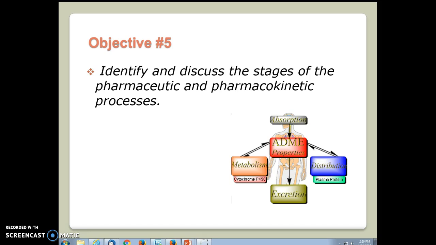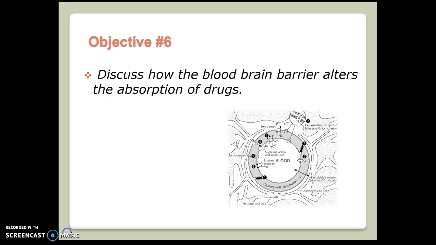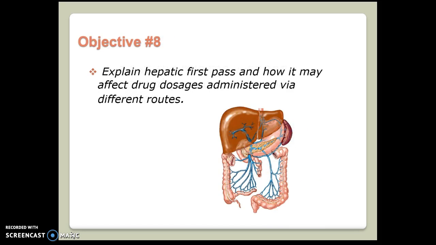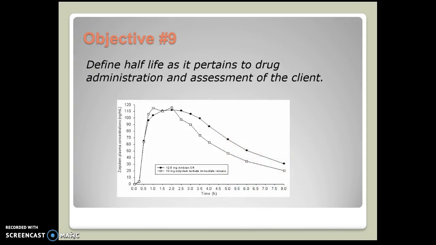Identify and discuss the stages of the pharmaceutic and pharmacokinetic processes. Discuss how the blood-brain barrier alters the absorption of drugs. Discuss the role the liver and kidneys play in drug metabolism and excretion. Explain hepatic first pass and how it may affect drug dosages administered via different routes. And define half-life as it pertains to drug administration and assessment of the client.